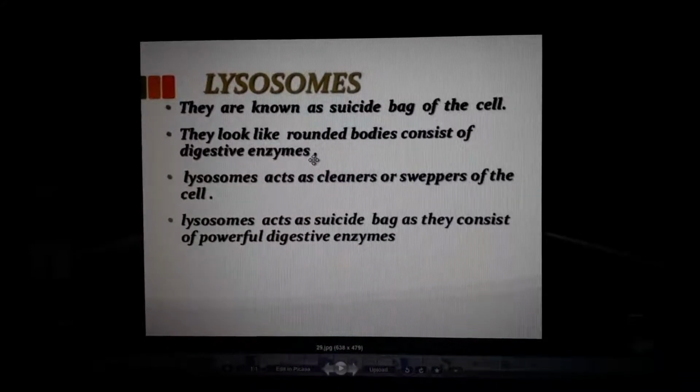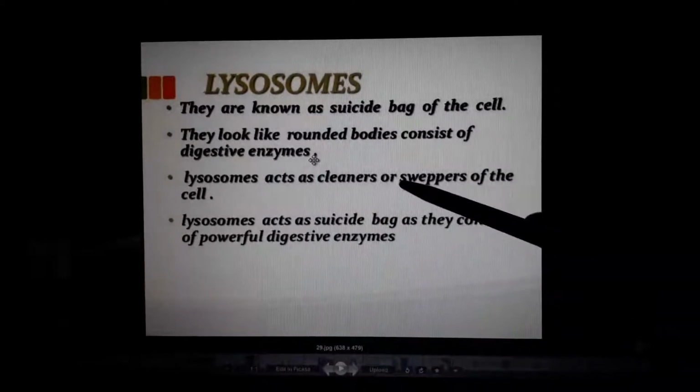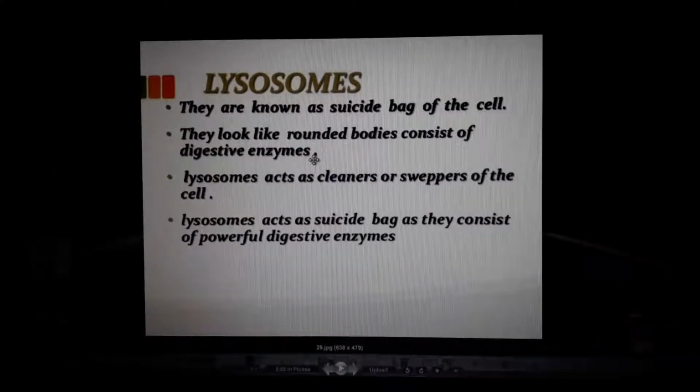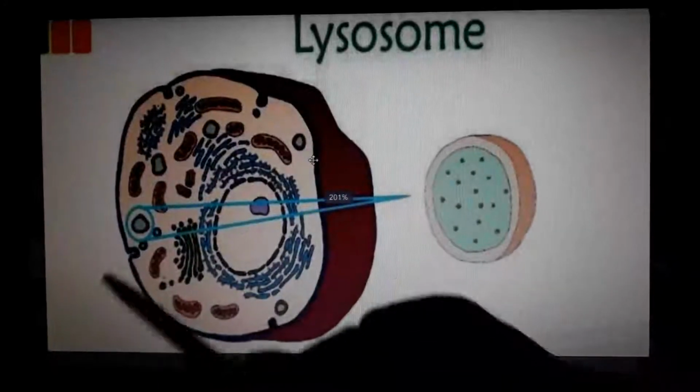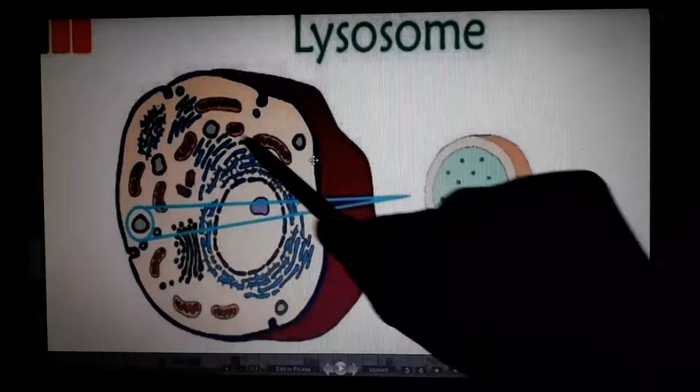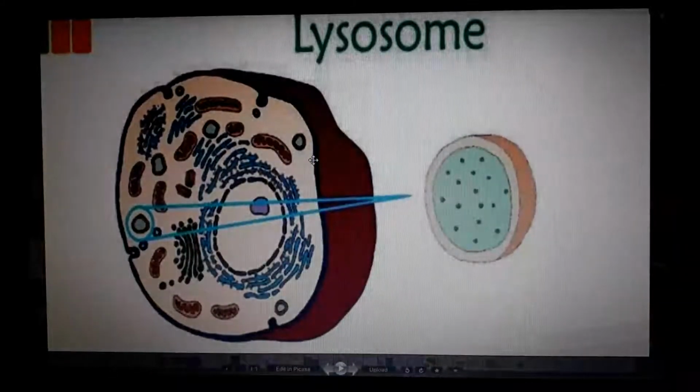So let us see what the lysosomes do. They will clean the entire cell. If any poisonous particles or waste particles are there inside a cell, the lysosomes are the ones who will clean them. See, where can we see a lysosome? In some part of the cell. See, here is one, here is one, here. So it is only a simple round-like structure.